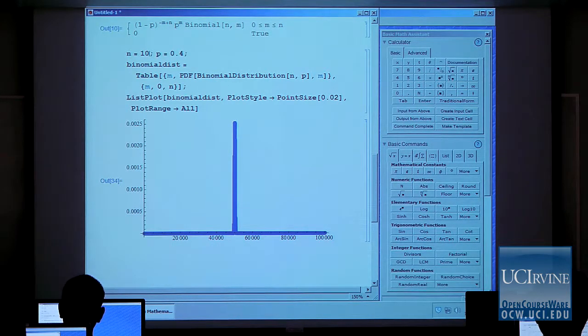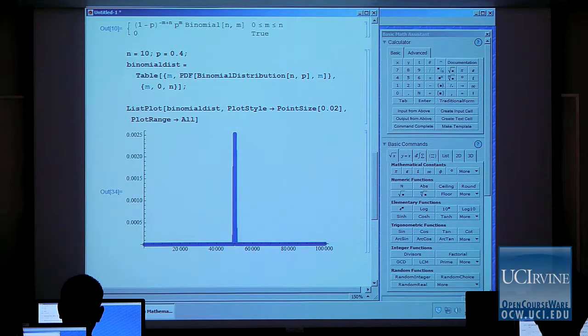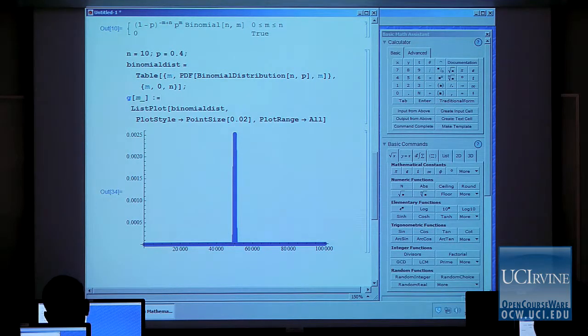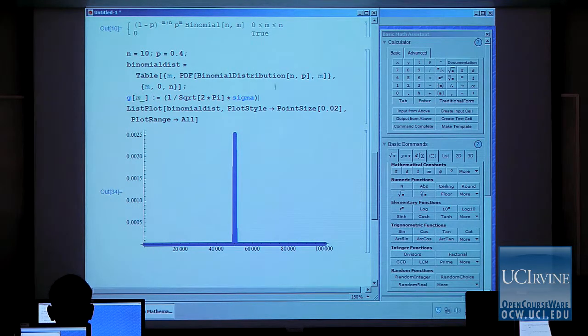OK. And now what I want to do is I'm going to define the Gaussian distribution. OK? So I'm going to put it right in here. And I'll call it g. So g of m, a function, colon equals. And so then we're going to have 1 over square root 2 times pi, and then times sigma, which I'll define in a minute. And I should put parentheses around the denominator to keep all these things together.